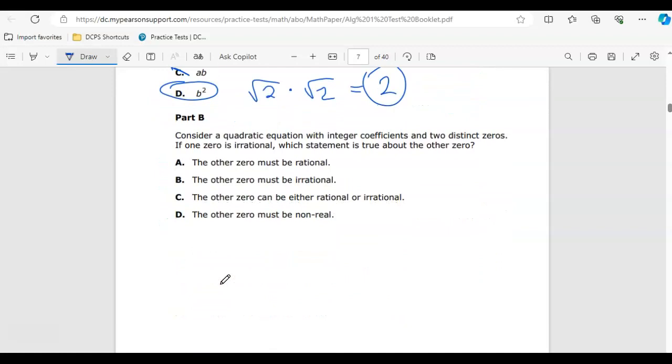Part B says consider a quadratic equation with integer coefficients, so coefficients that are whole numbers, and two distinct zeros. If one zero is irrational, which statement is true about the other zero?